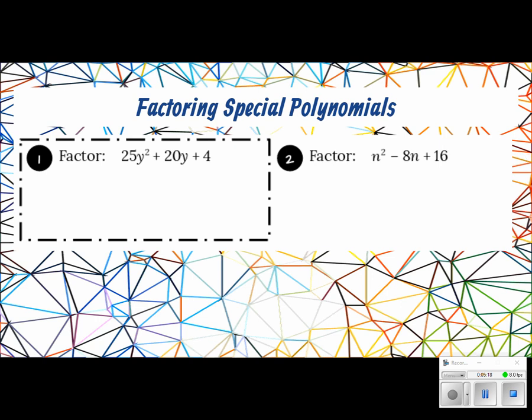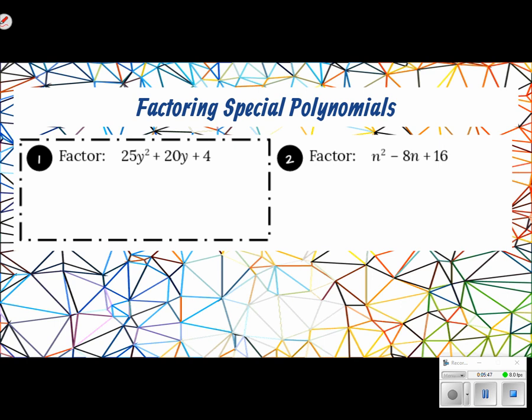All right, now we're going to look at number 1. So we've got 25y squared plus 20y plus 4. Now we actually factored this one in the last lesson. It was one of those problems. But I want to show you the shortcut. So this is where you have to think, can I do something special? So 25 is a perfect square. Y squared is a perfect square. And 4 is a perfect square. Now the middle piece, I don't care about.